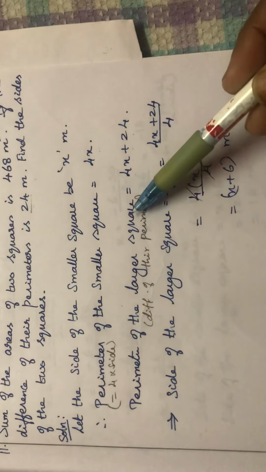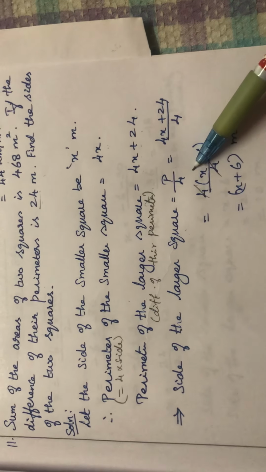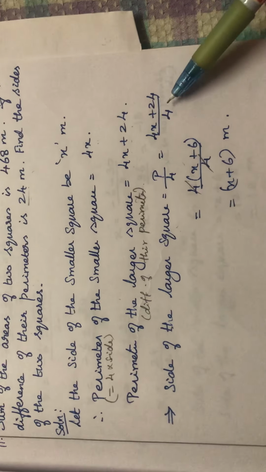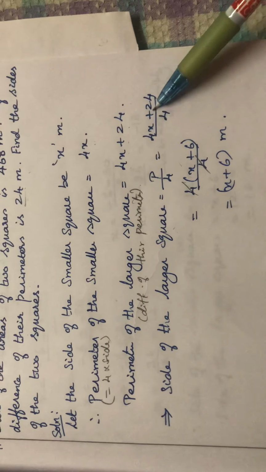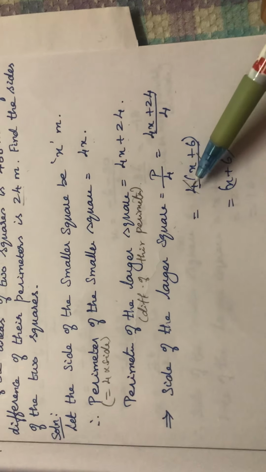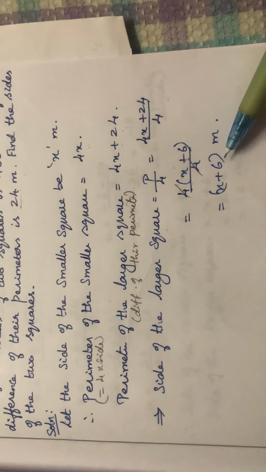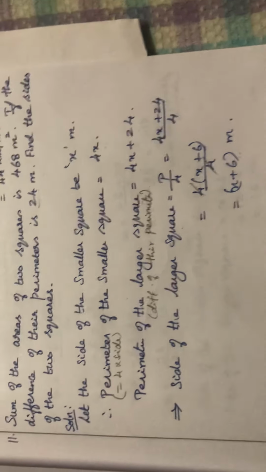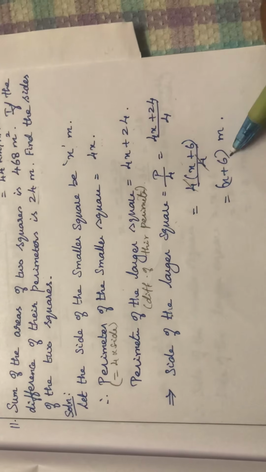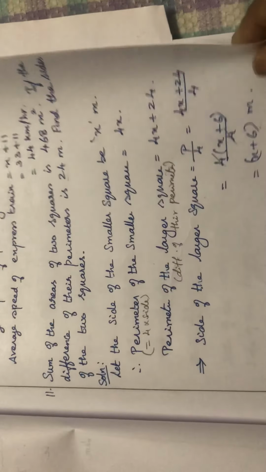Now what will be the side of the larger square? Side is nothing but perimeter by 4. That is 4x plus 24 by 4. Now when I am taking this 4 common from the numerator, I will get 4 times x plus 6 divided by 4. Then I can cancel this 4. So x plus 6 is the side of the larger square. So side of the smaller square is x, perimeter is 4x. Side of the larger square is x plus 6, perimeter is 4x plus 24.